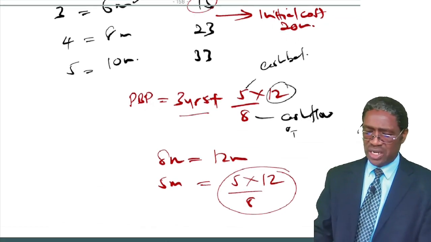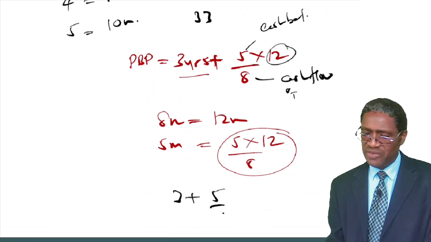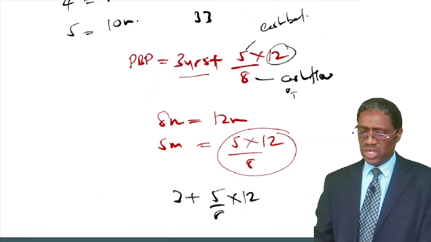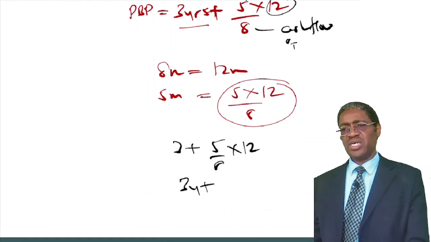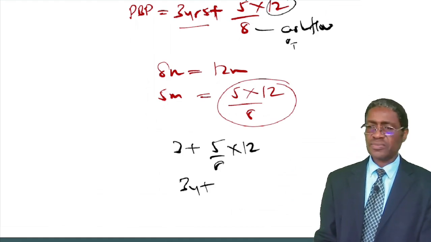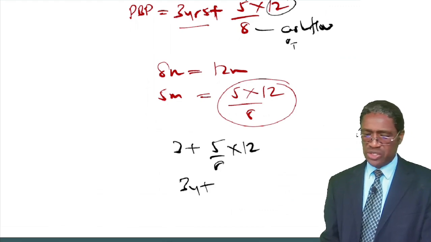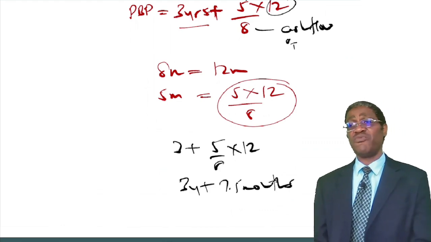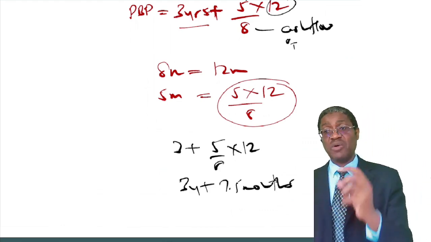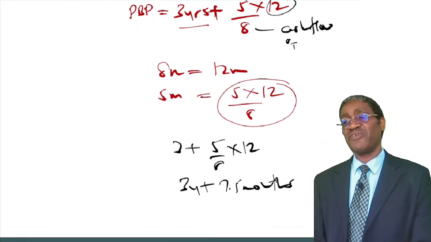So let's do that calculation. We are saying it's 3 plus 5 divided by 8 times 12. So what does it come to? This will be 3 years plus how many months? Let me do that calculation. That will be 5 times 12, divide that by 8. That gives me 7.5 months. So in the next 7.5 months of year 4, you will have recovered. So our payback period is 3 years and 7.5 months.